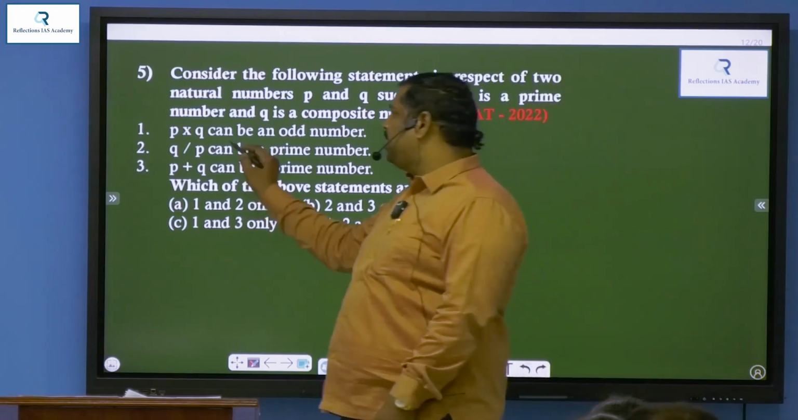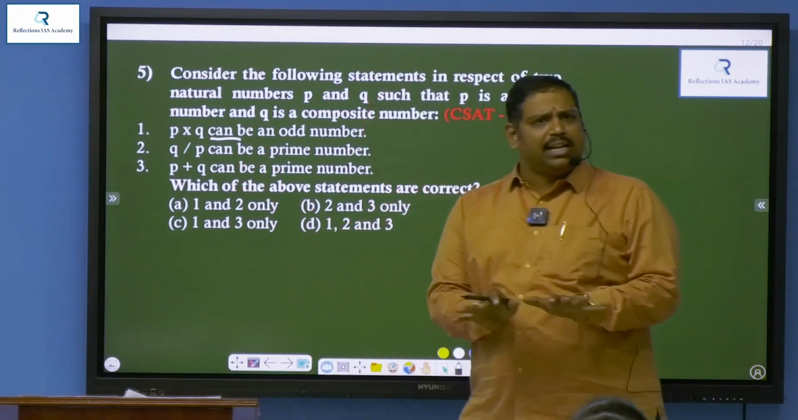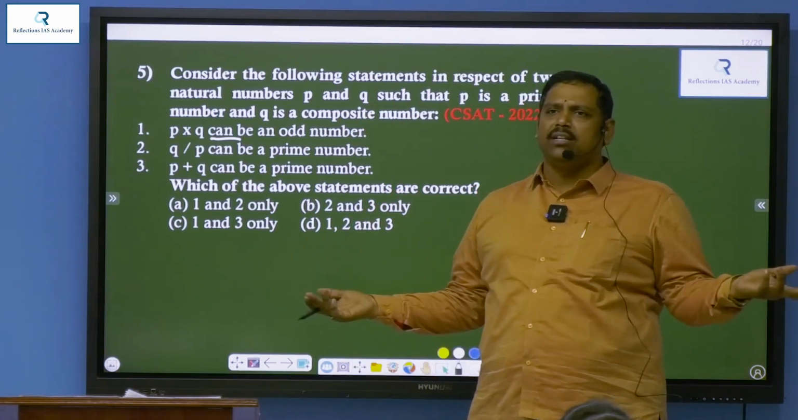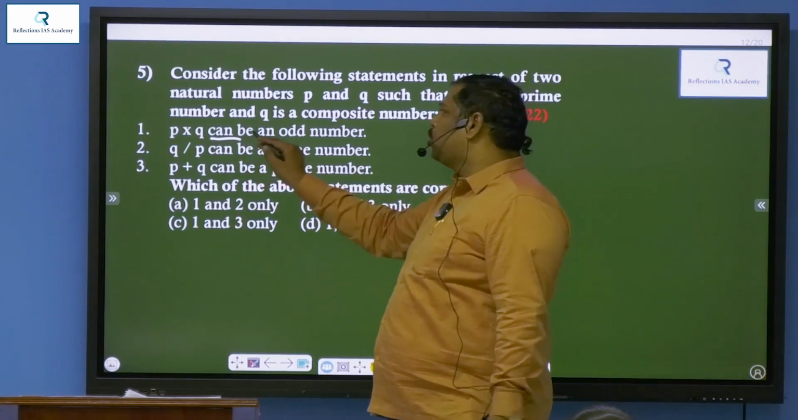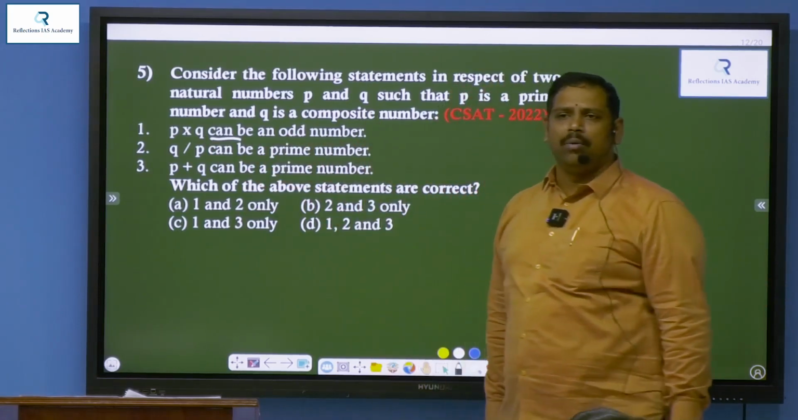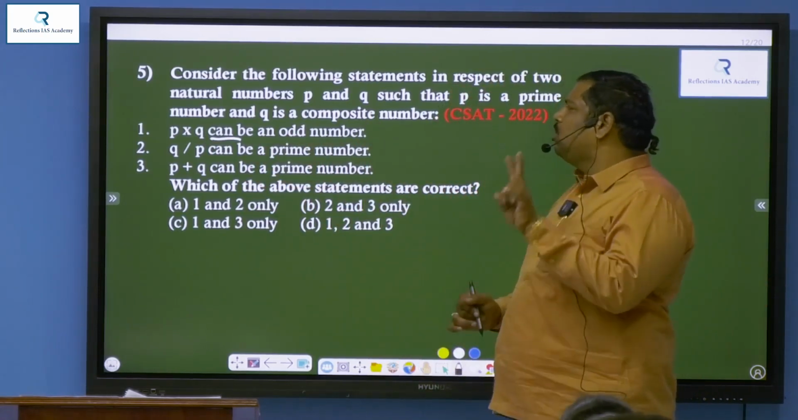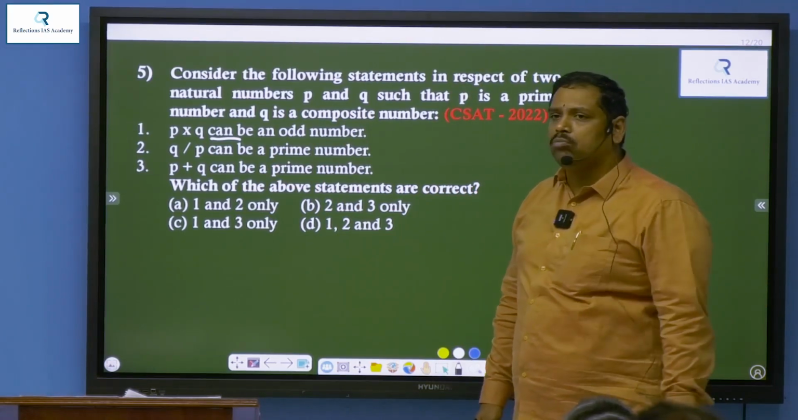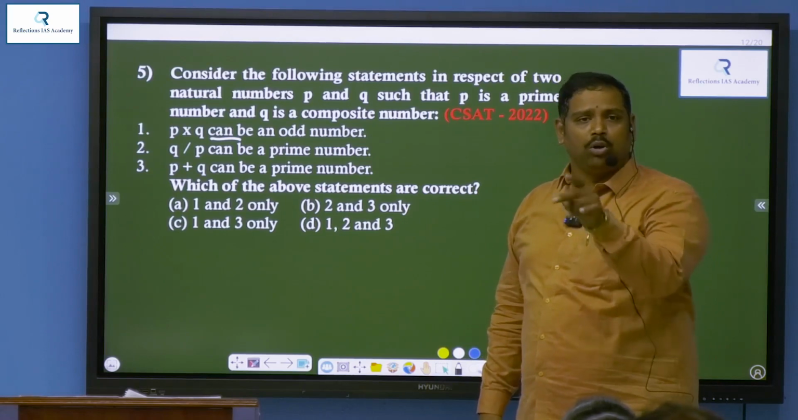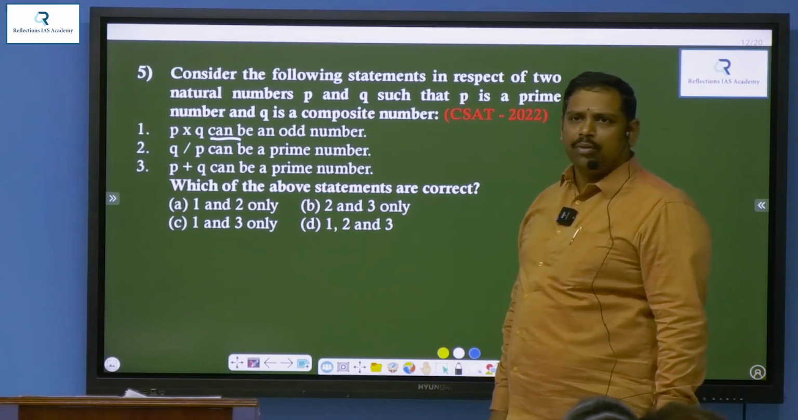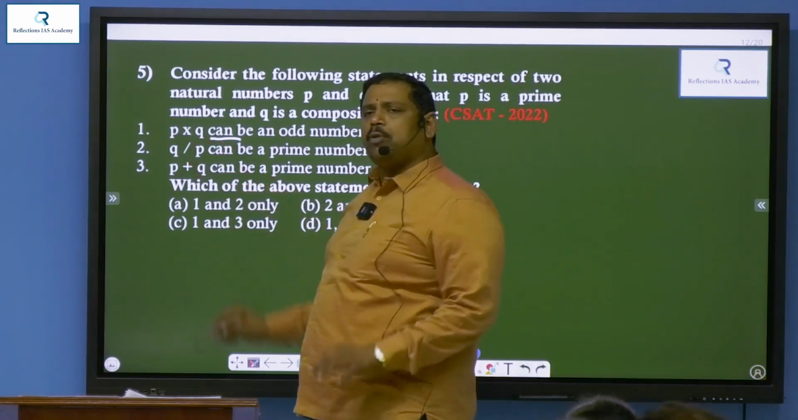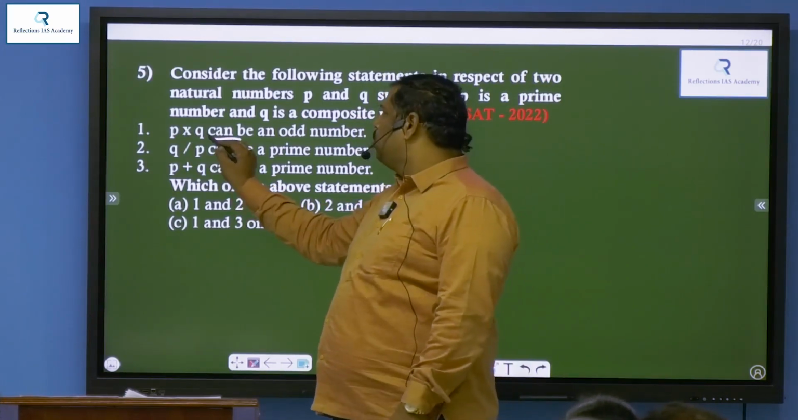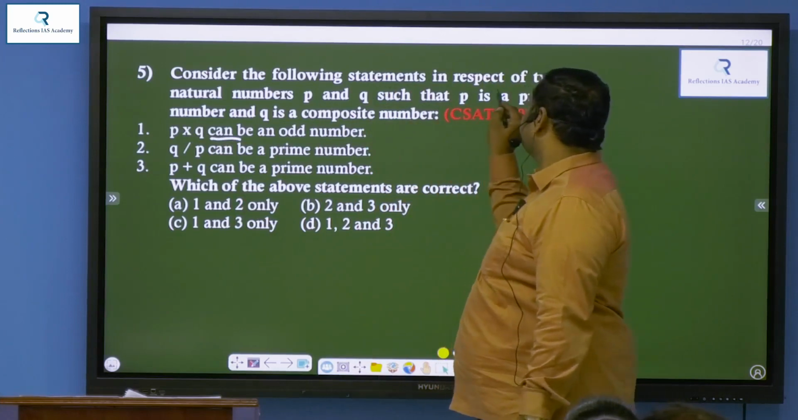Can be. Can be means, is it possible or not? He is asking. If I can show that at least in one case it is possible, the game is over, right? P into Q can be an odd number. Sir, I know that two numbers' product is an odd number means both should be odd numbers. Already I discussed, odd into odd only you will get an odd number. So a prime number becoming an odd number is a possibility or not? Yes.